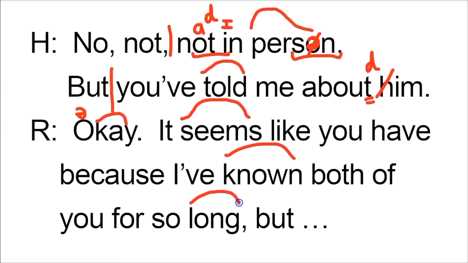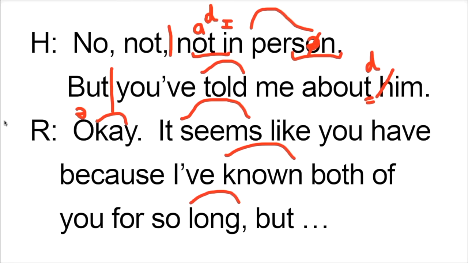Even though this sentence is very fast, it still has longer, stressed words. Seems. Known. Long. It's important to keep your stressed words longer, even when you're speaking quickly. This is what's clear to Americans.